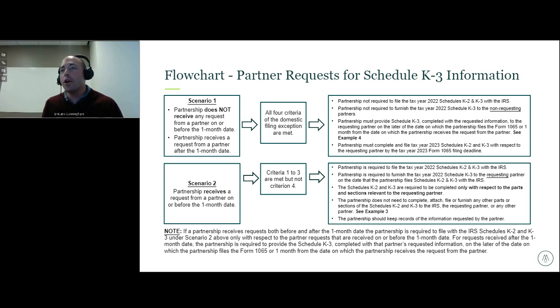Again, the partnership is going to need to keep records because in 2023, this information is going to need to be reported. The last note down there talks about the fact that you're going to be receiving requests before and after the date, possibly from multiple partners. So what do you do if you get some from one but not from the others? Well, you follow the same scenarios with respect to each type of partner, whether they've responded before or after the date. And that's how that would work. But you're still, if you meet the first three criteria, potentially out of needing to provide information to any partners that don't request the information.